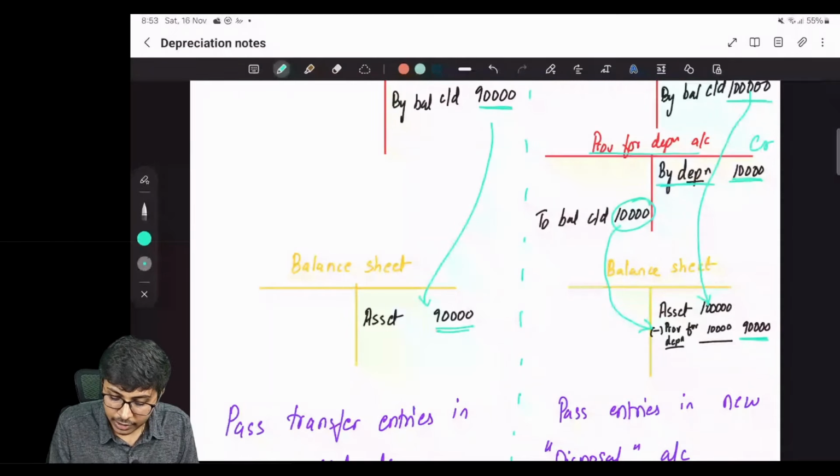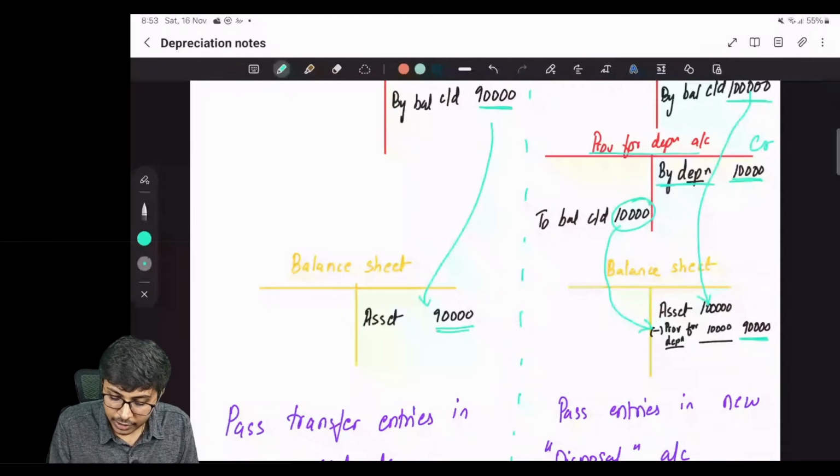Then in the same accounting period, I purchased one more asset on 1st July. Debit machinery, credit bank, increase the asset value, so 2 lakh rupees, correct? So let's assume this is machinery A that we have written here, correct? Now what will be the depreciation? If you calculate depreciation on the WDV method, for 6 lakhs my depreciation will be 6 lakhs multiplied by 10%, it will be 60,000.